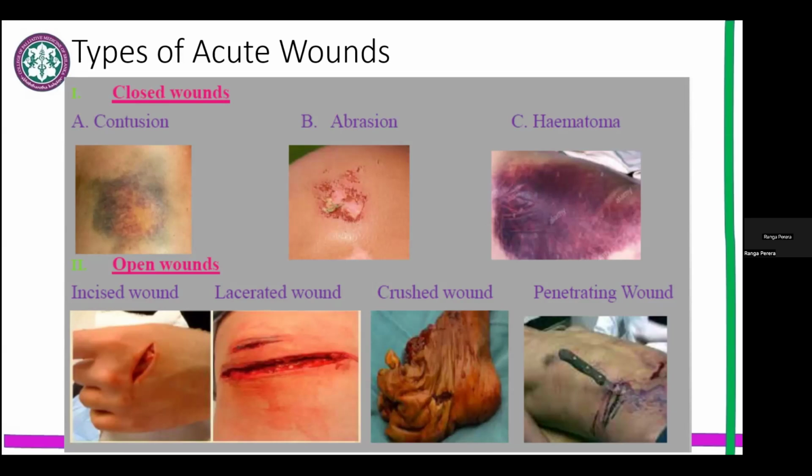Open wounds are incised wounds or cut wounds, lacerated wounds, which are cracked wounds basically, and crushed wounds. If a heavy weight has fallen on you, or a blunt accident like a road traffic accident damages tissue by crushing, that is called a crush wound. And a penetrating wound, of course, is a stab injury kind of thing. Those are the open acute wounds, so open and closed acute wounds.